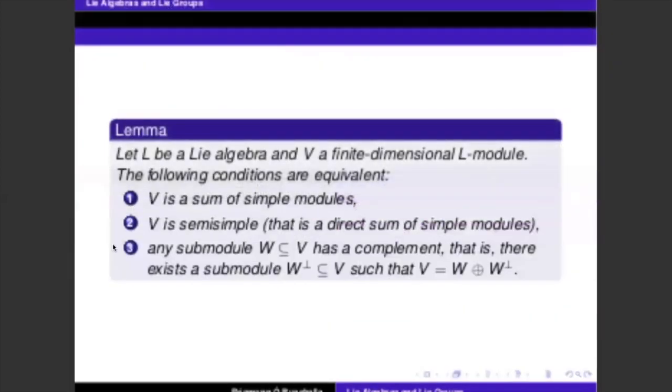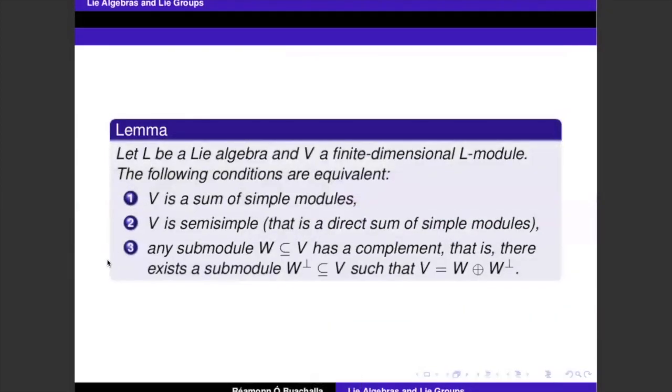Good, so let's prove the first result. This is a simple result, but extremely important. It gets to the heart of simple modules, and in fact a lot of the theory of simple and semi-simple Lie algebras. Let L be a Lie algebra and V a finite dimensional L module. The following conditions are equivalent. 1: V is a sum of simple modules. 2: V is semi-simple, that is, a direct sum of simple modules.